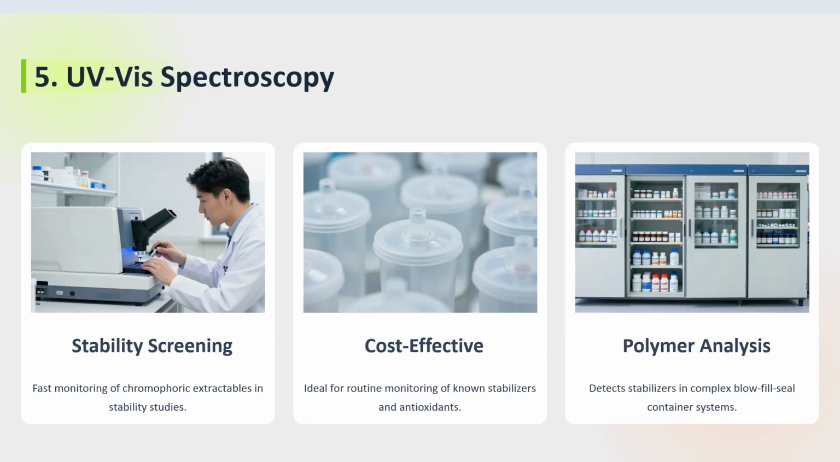The final technique is UV visible spectroscopy, or UV-Vis. Although it is simpler than mass spectrometry methods, it is still valuable for routine monitoring. UV-Vis detects compounds that absorb ultraviolet or visible light, such as certain stabilizers and antioxidants used in polymer packaging. Because the method is fast and cost-effective, it is often used during stability studies and routine quality monitoring.